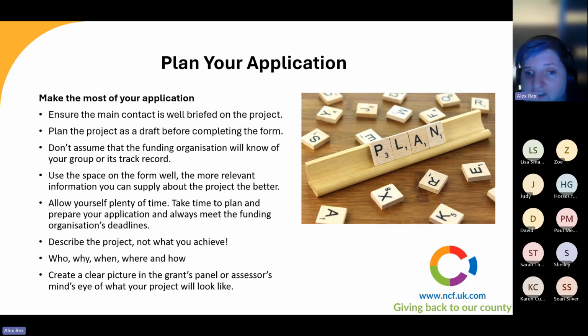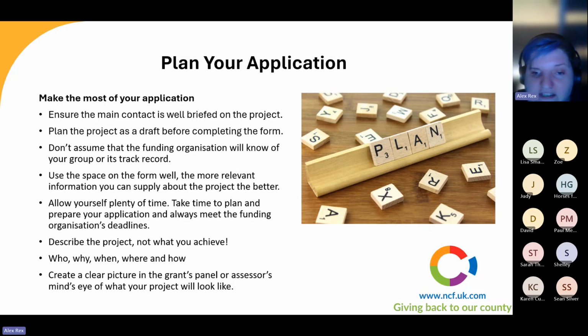Don't assume that the funding organisation knows who you are or your track record. Because you're so involved in your organisation and your project, you might be explaining things which you think are really obvious, but as an outsider, they may not be aware of. So when you're writing your application, think of this as somebody who might not know your organisation at all. Even if it's someone you've had regular funding from in the past, it might be looked at by a new assessor, or by new grants panel members who've never heard of your organisation before. So treat it as if they don't know who you are.